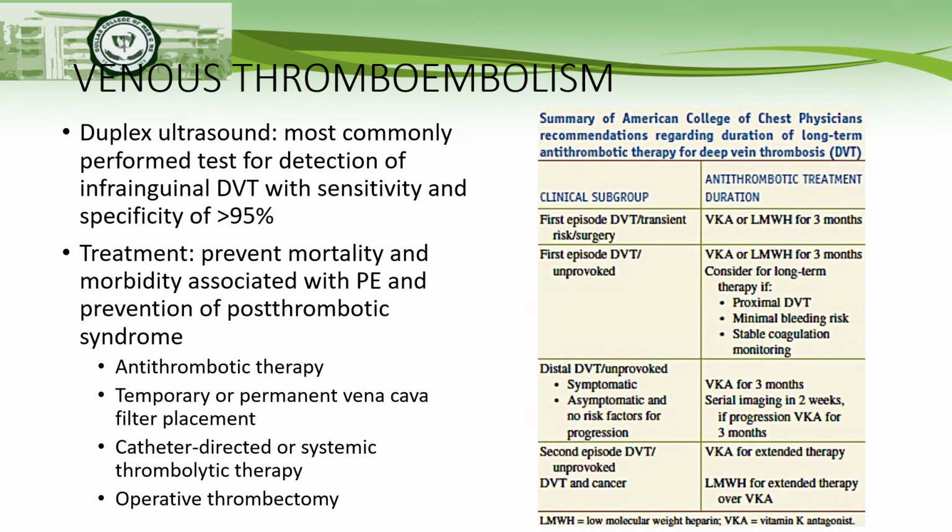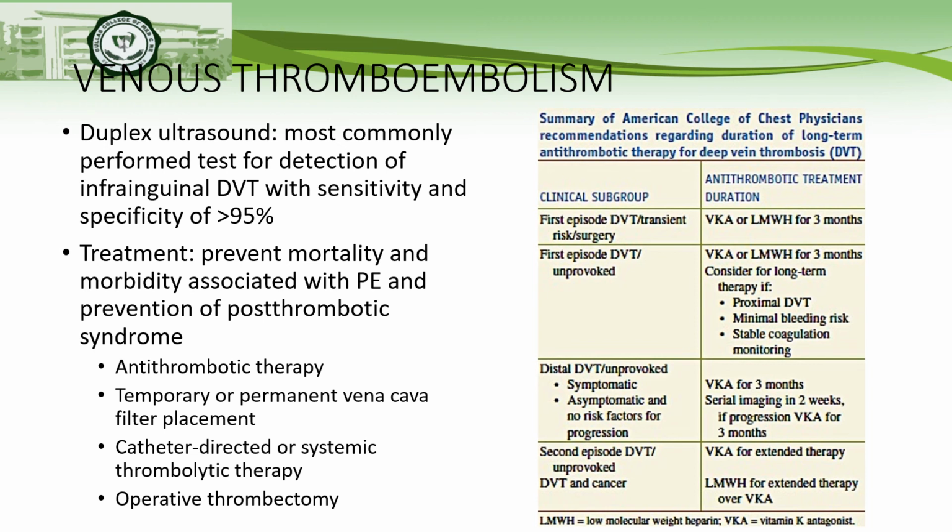Duplex ultrasound is the most commonly performed test for detection of infrainguinal DVT with a sensitivity and specificity of greater than 95%. The goals of treatment are the prevention of mortality and morbidity associated with pulmonary embolism, as well as prevention of post thrombotic syndrome.